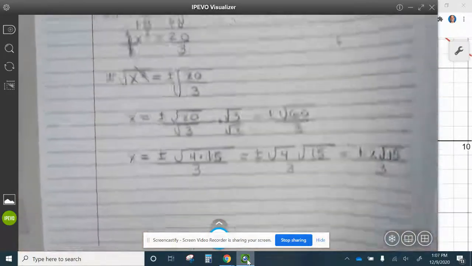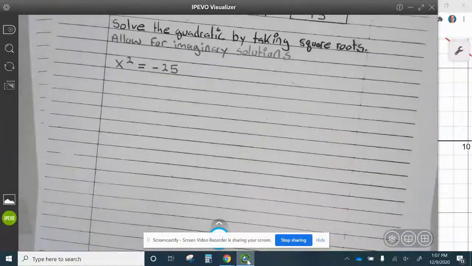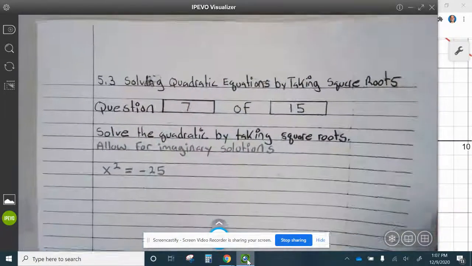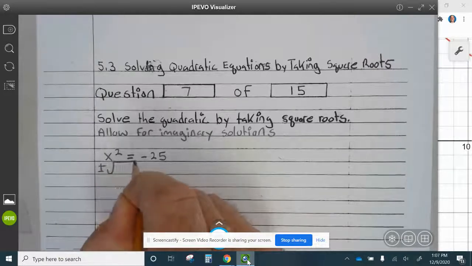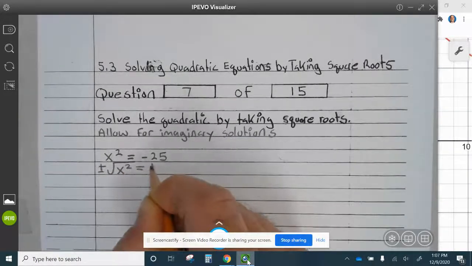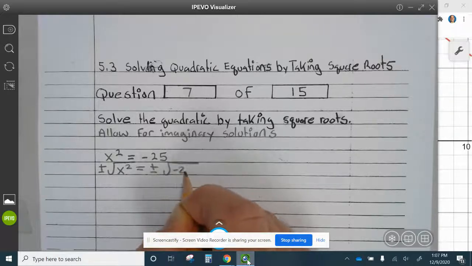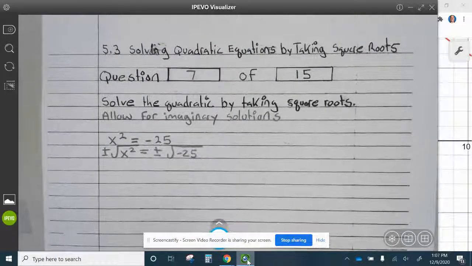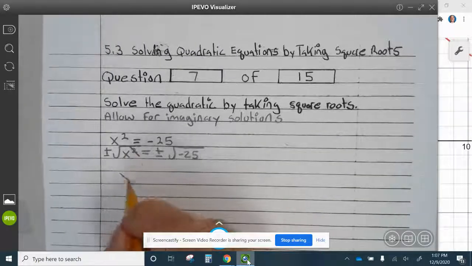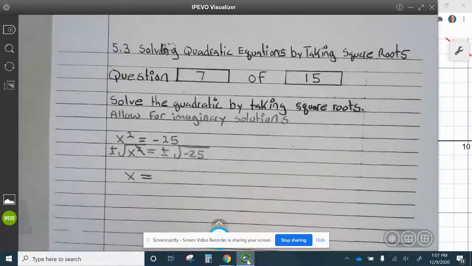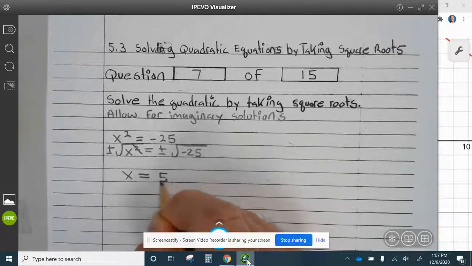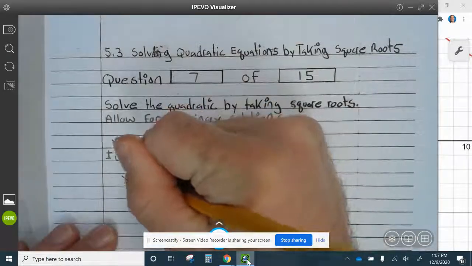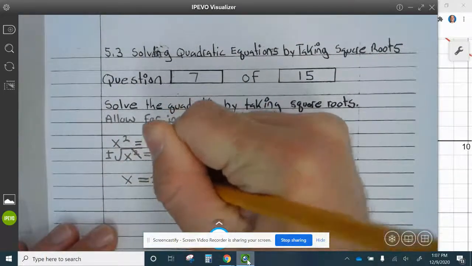All right, let's take a look at the next question. Question 7 of 15. Solve the quadratic by taking square roots. Allow for imaginary solutions. So we need to take plus or minus the square root of both sides. Now, this cancels. You're left with x equals, when you take the square root of a negative number, it's imaginary. The square root of 25 is 5, so the square root of negative 25 is 5, oh, almost forgot, plus or minus 5i.